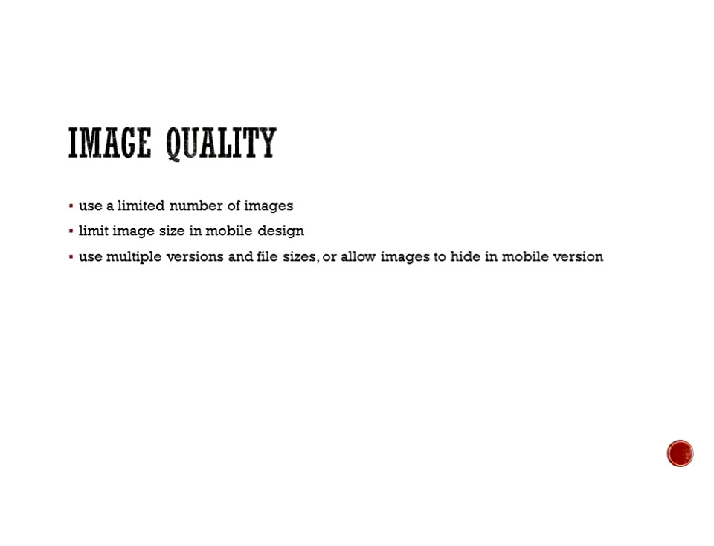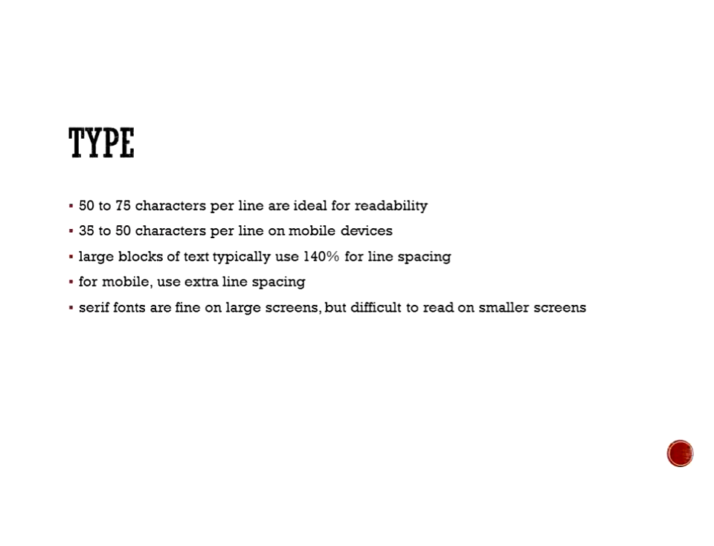So, some things to think about with image quality. You want to use a limited number of images, particularly on the smaller display devices. Limit the image size in mobile design, as we talked about, and use multiple versions and file sizes, or allow images to hide in mobile versions. And so you can always program that into the CSS.